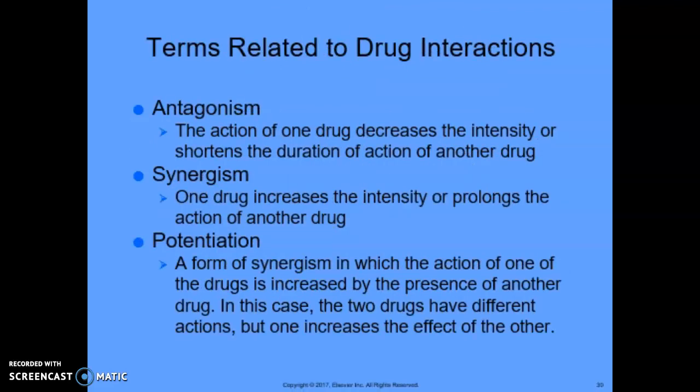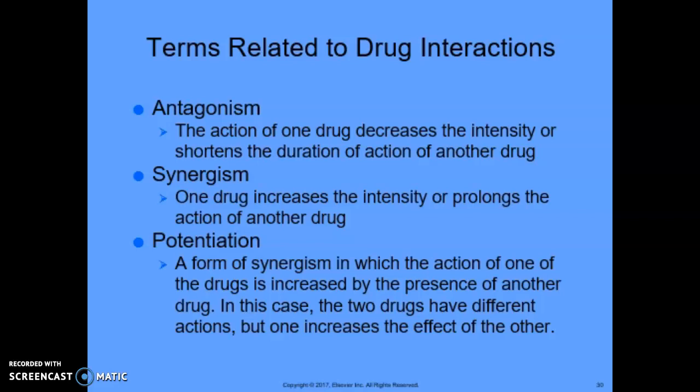Looking at the terms related to drug interactions as a review, antagonism, this is the action of one drug decreasing the intensity, or it also shortens the duration of action of another drug. Synergism, one drug increases the intensity or prolongs the action of another drug. And potentiation, a form of synergism in which the action of one of the drugs is increased by the presence of another drug. In this case, the two drugs have different actions, but one increases the effect of another.